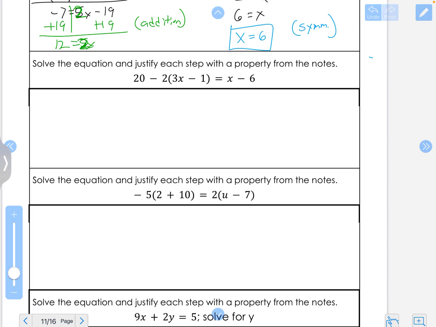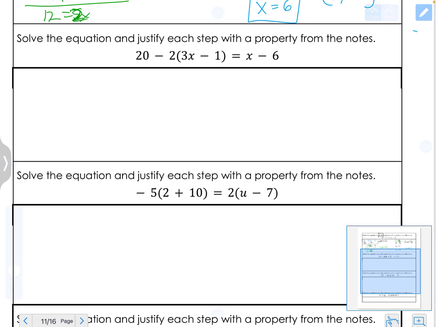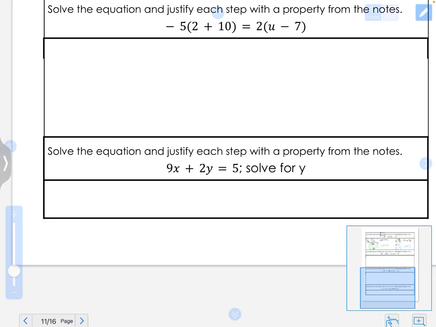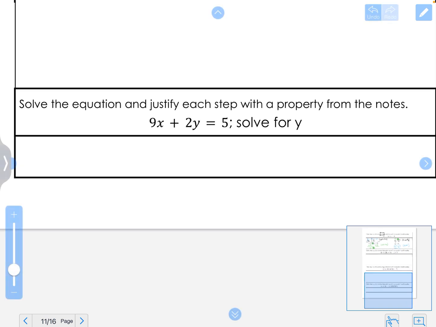So I want you to solve these next two on your own, giving the reason and proving it every single time for every step that you do. And I want you to check that with the completed class notes. All right, so we're going to skip down to this one right here.